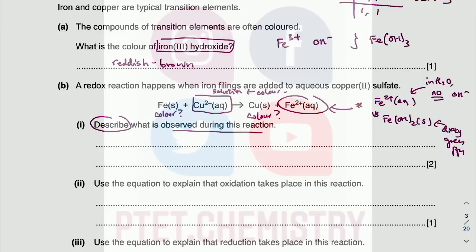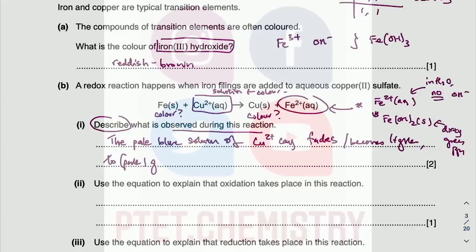The redox reaction of iron 2 to iron 3 with the purple color manganate 7, yeah? You might have done that in practical chemistry, so you have done it indirectly, I guess. So the pale blue solution of copper 2 plus aqueous fades away, becomes lighter, to pale green of copper 2 plus. What else?